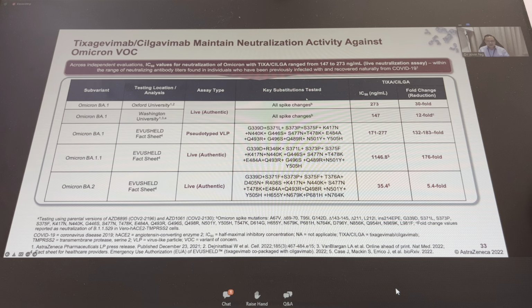And finally, this is the activity against Omicron, which shows live neutralization assays between 147 to 273 levels.